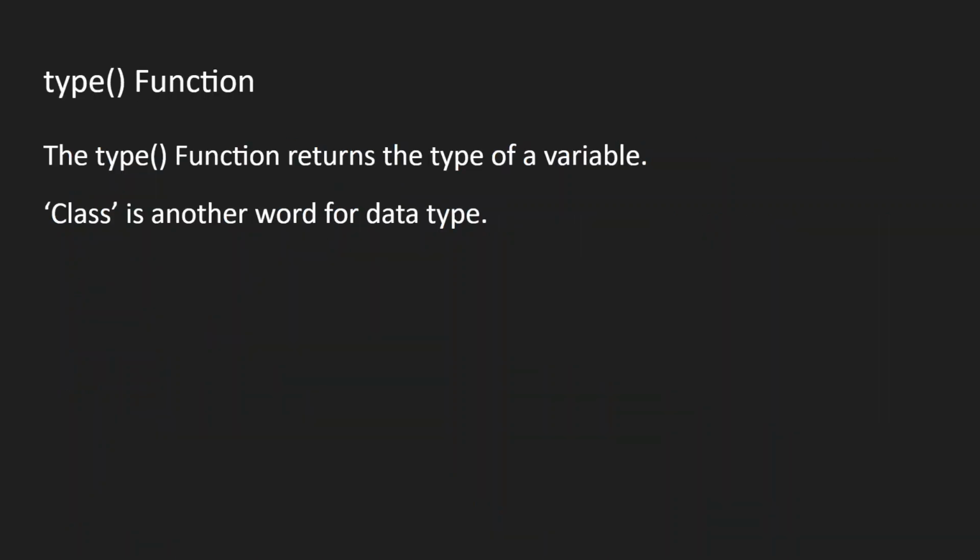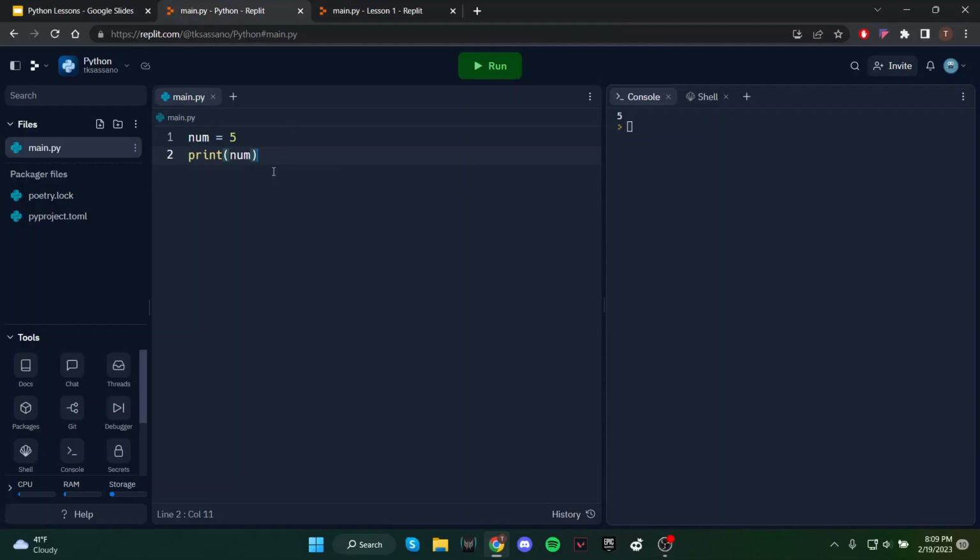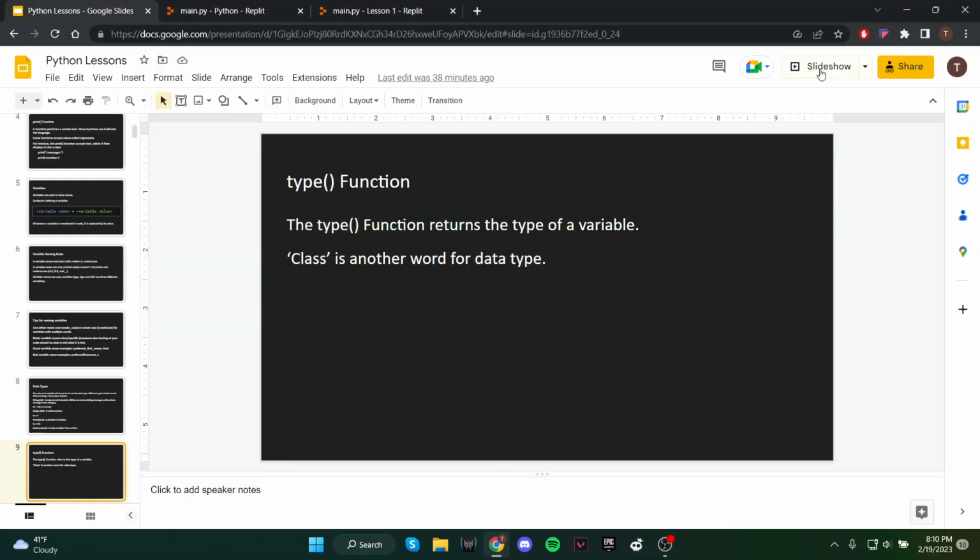The type function returns the type of a variable. For example, if we want to print the type of this num, we get it is of the class integer. So class is just another word for data type.